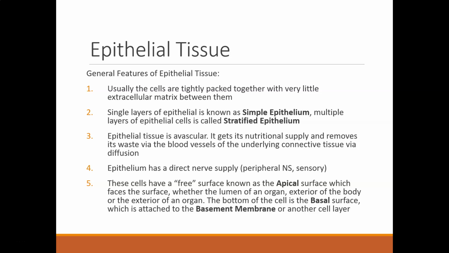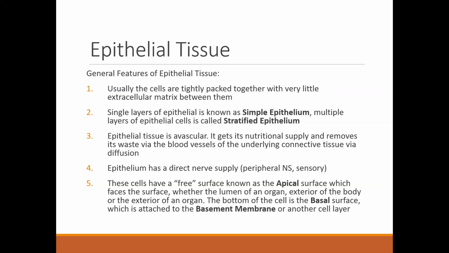Now that open space inside an organ is known as the lumen. So whether it faces the lumen of an organ, the open space in the organ, or it faces the exterior of the body, meaning your skin. So you do have a part that you're actually looking at and touching that does face the outside world. That's known as the apical surface, but also the outer portion of an organ. So again, the inner part faces the open space inside the organ, and the outside epithelial layer faces outside the organ. They're both known as the apical surface.